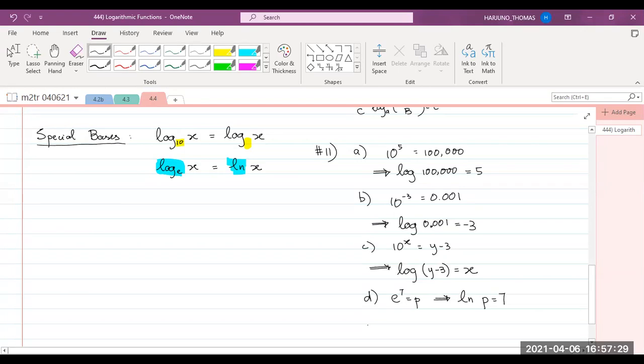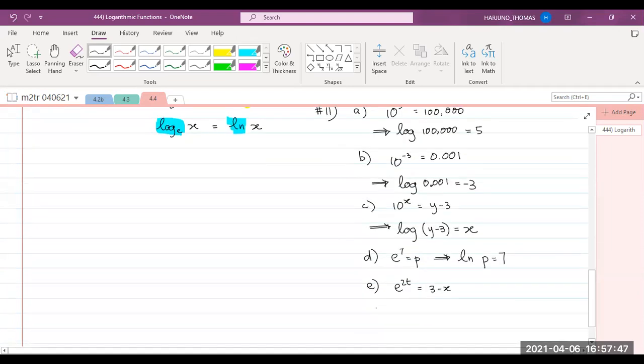Now, part E for that number 11, e to the 2t equals 3 minus x. Then the log form will be natural log of the argument 3 minus x equals 2t. Just like that. I hope you find it to be that simple.